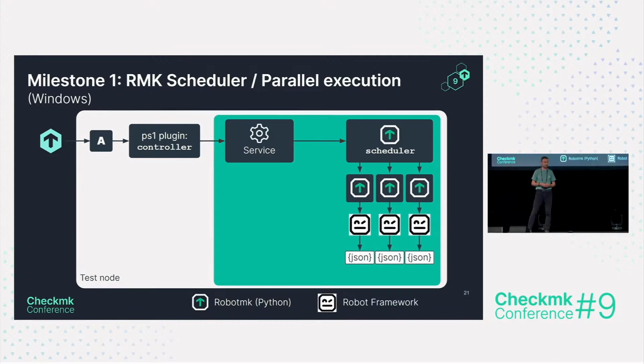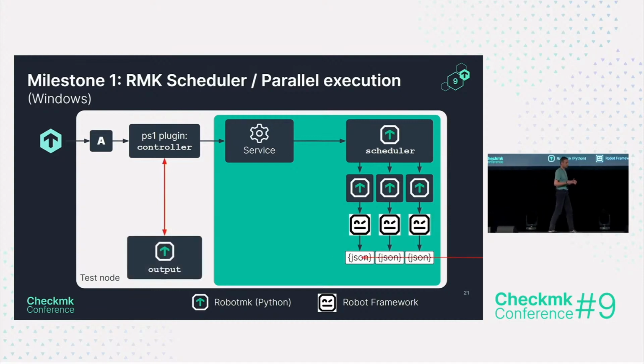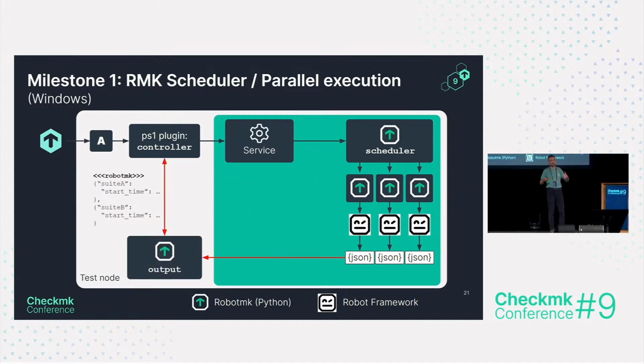The second task of the controller is to produce the agent output. In this mode, it will search for the most recent result files and produce agent output. And inside of this output, there is some Robotmk metadata, start and stop time, and so on, and also the XML result file which Robot Framework has produced. This file contains start and stop times of every keyword executed.